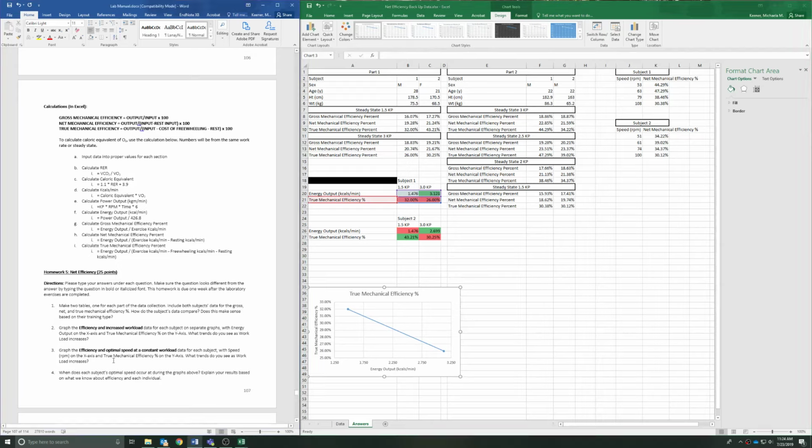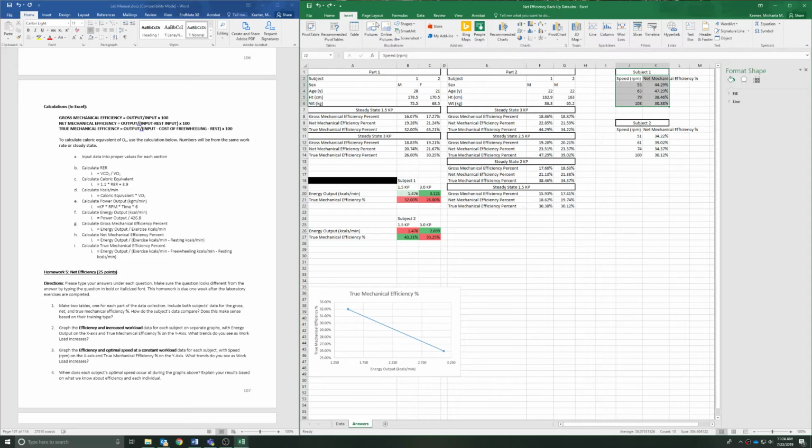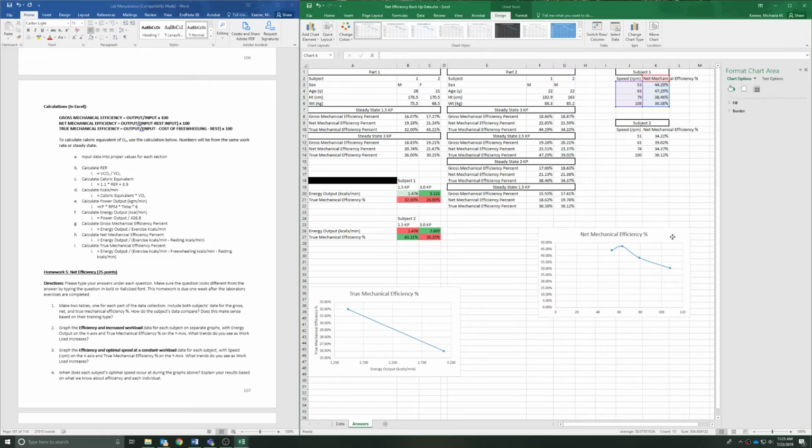the efficiency and optimal speed. This is actually going to select that, and we'll create this graph. Again, you're just going to go in, do the exact same stuff. We have speed on the bottom, net efficiency on the top. You'll do this for each subject to complete the second or the third question for the homework. And that is how you complete the Excel for this portion.